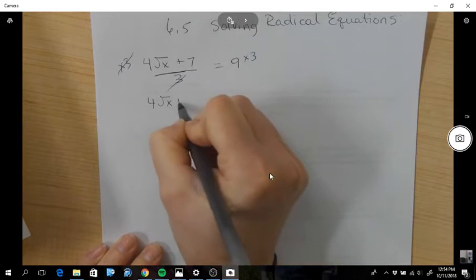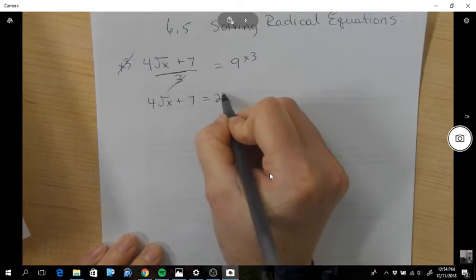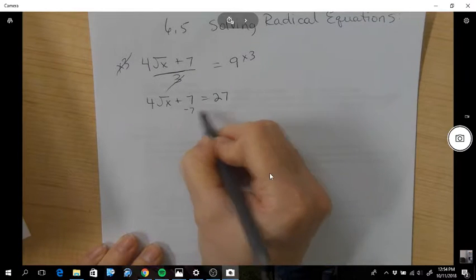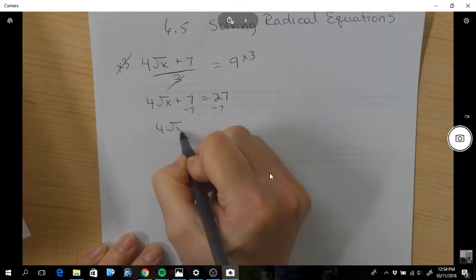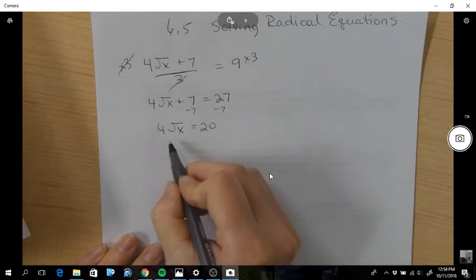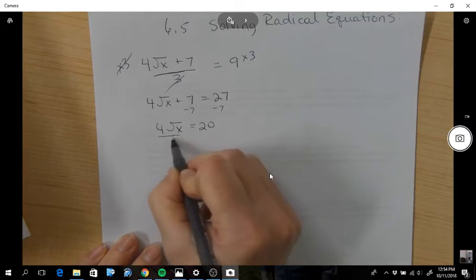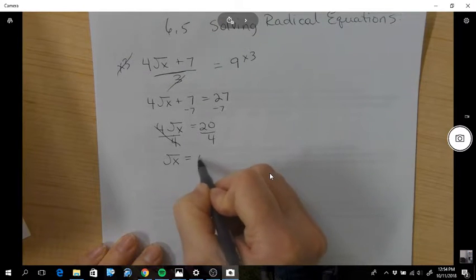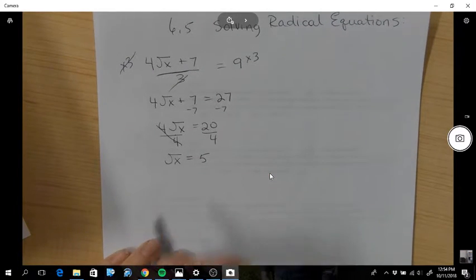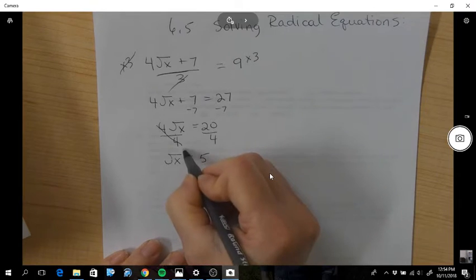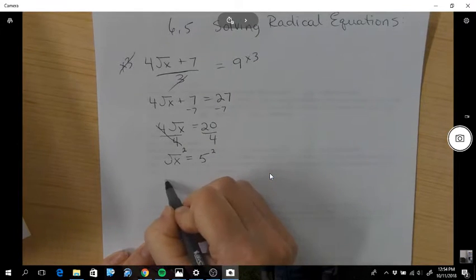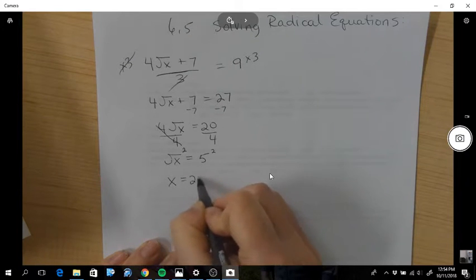4 root x plus 7 equals 27. Now I would get rid of the 7. So 4 root x equals 20. Now I have to get rid of the times by 4, so I divide. And then my last step, to get rid of a radical, I do the opposite function. So that's square, and then I get x to be 25.